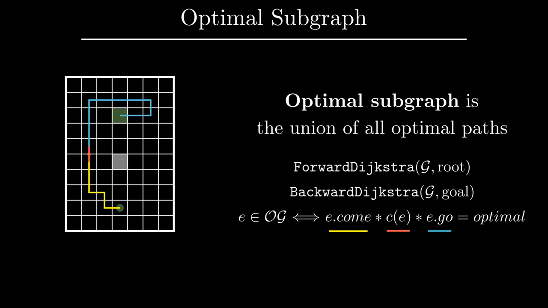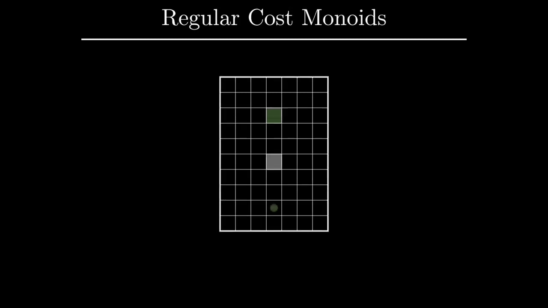This quantity is always at least as big as the cost of an optimal path, and they are equal precisely when E belongs to the optimal subgraph. Note that the asymptotic complexity of this algorithm is the same as that of Dijkstra, for we run the latter twice, followed by a linear pass over edges of the graph. Let us take one more look at the optimal subgraph.